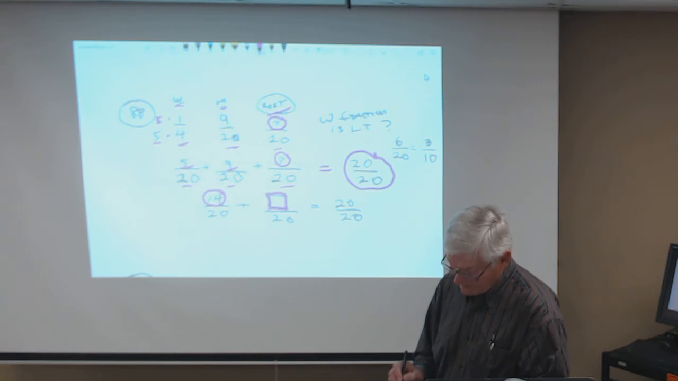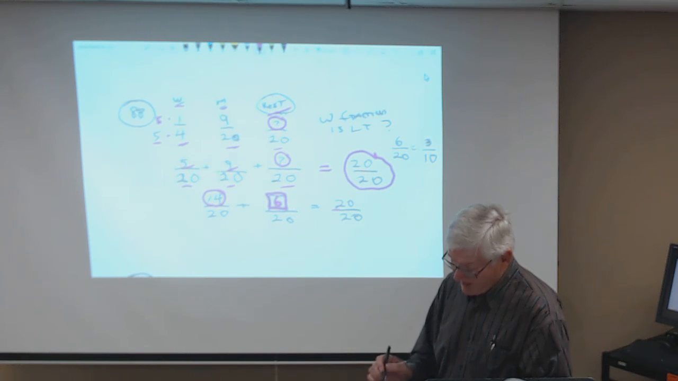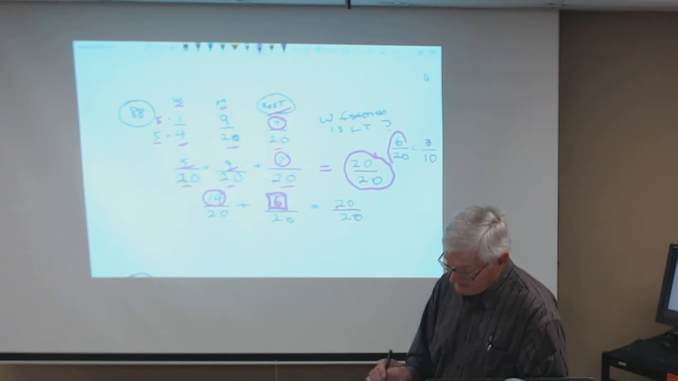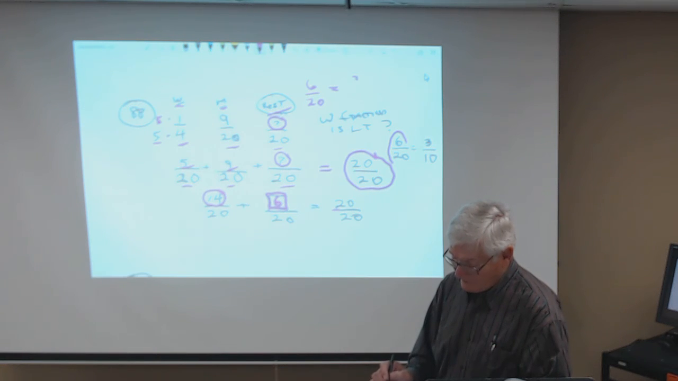Would equal 20 20s. 6. So the answer is 6/20. But what happens? Can I reduce down 6/20? So what fraction is the rest? 6/20. But I can reduce that down to what? 3/10.